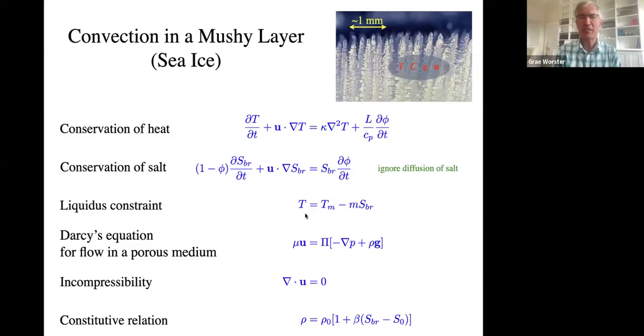We insist that the temperature and salinity are sitting on the liquidus curve, so the temperature is equal to the local freezing temperature. And fluid flow, because we're in a porous medium, we have a much simpler description of fluid flow than the full Navier-Stokes equations, and instead describe it by the so-called Darcy equation, which relates velocities to pressure gradients and buoyancy forces. Usual condition of continuity, divergence of U is 0, and a relationship between the salinity and the density. Salt water is denser than fresh water. So those are the sorts of ingredients.